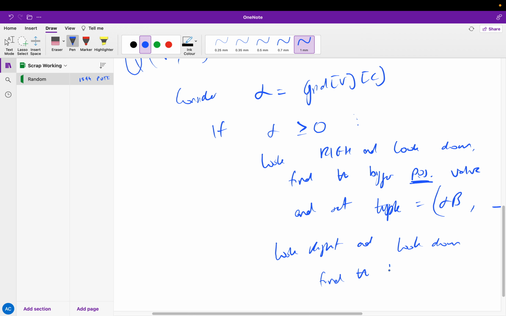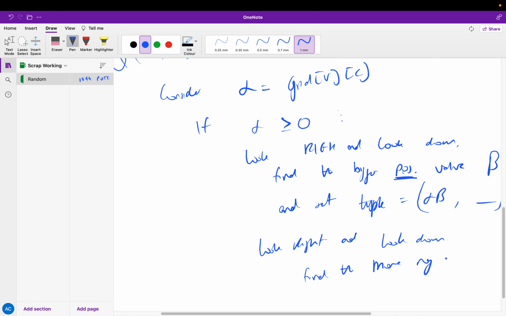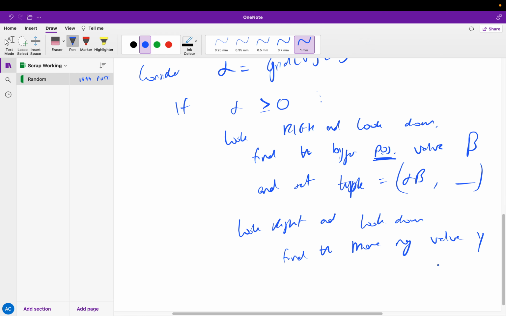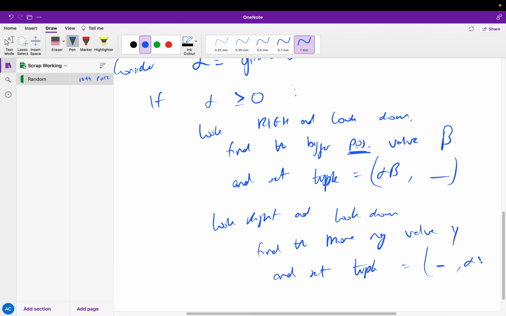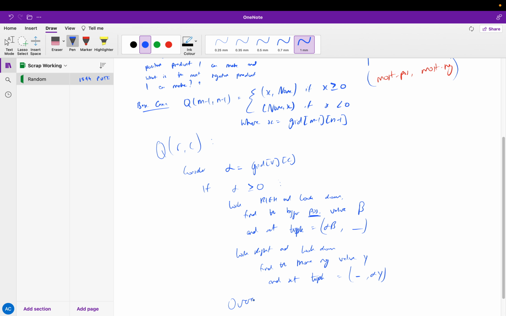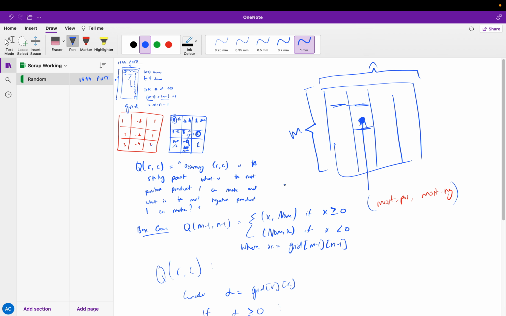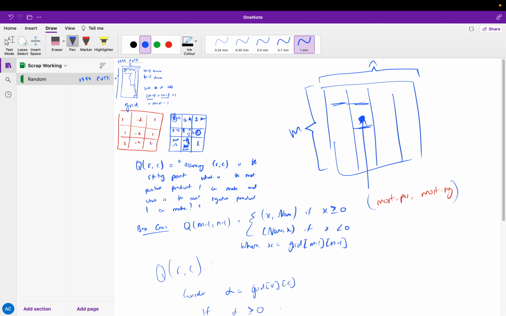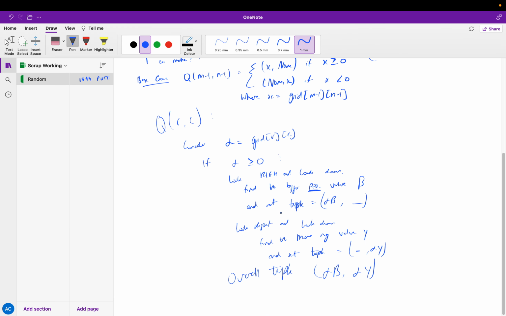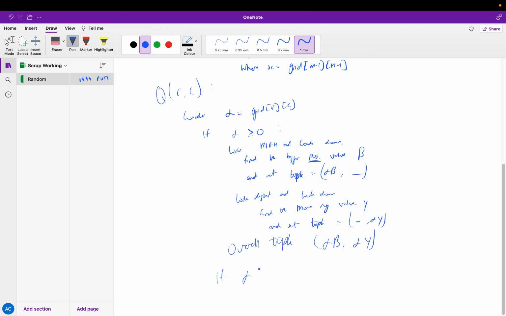Find the more negative, so technically smaller, value gamma and set the tuple to equal alpha gamma. So then the overall tuple would look like alpha beta, alpha gamma, where beta is the most positive value between the bottom and right neighbor, and gamma is the more negative neighbor in the bottom and right neighbors.